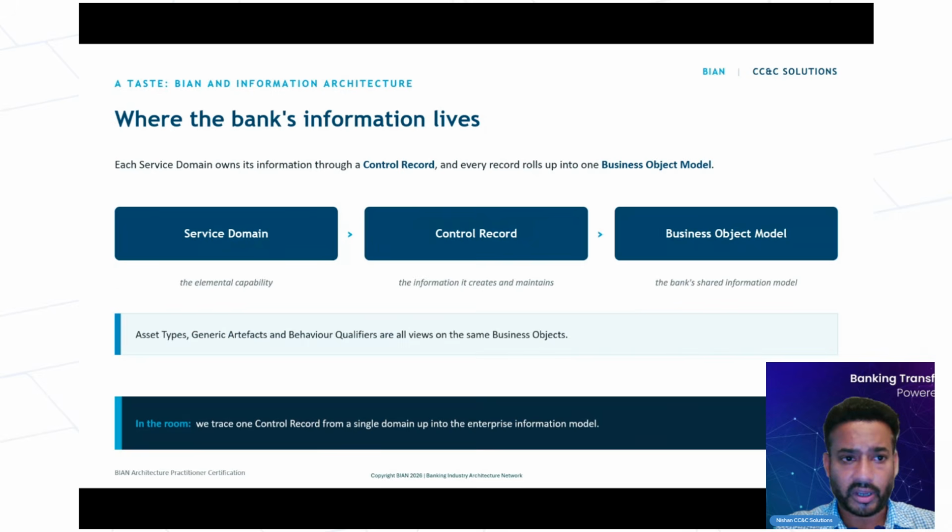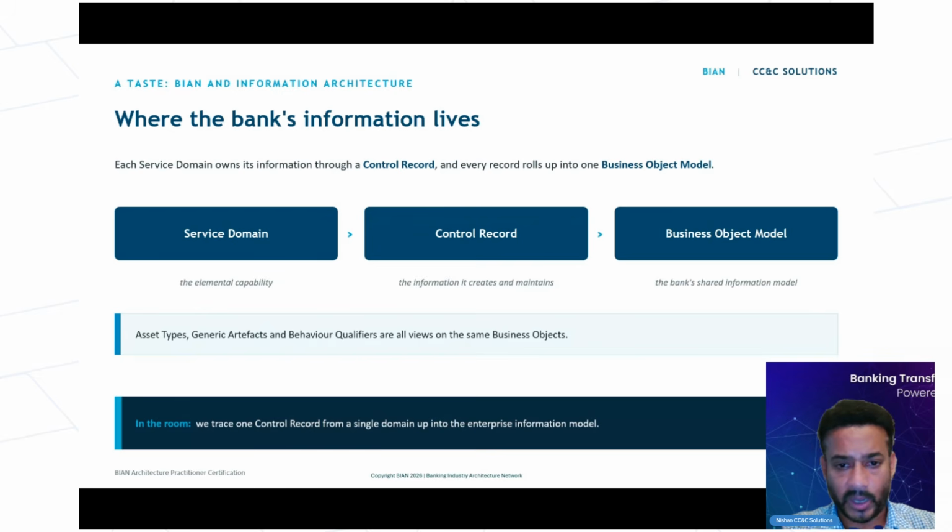The next thing that we cover is information architecture. And this is increasingly becoming more and more important as the early adopters of AI have started to see the value of cleaning up your data and your information architecture to unlock hallucination-free business value out of AI solutions.